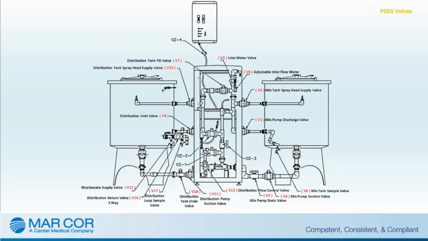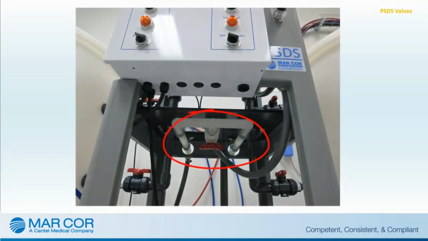There is one unnumbered valve in the system. This is the inlet water shutoff valve, and it's located under the plate right behind and underneath the front control panel. This valve is used to isolate the piping of the PSDS if the RO water loop, which feeds incoming water to the PSDS, is being disinfected using hot water. The PSDS is disinfected with chemical, and the plumbing components cannot withstand hot water disinfection.